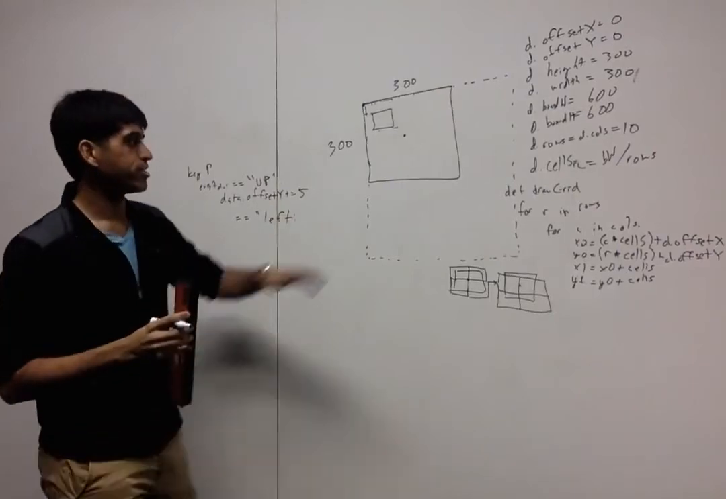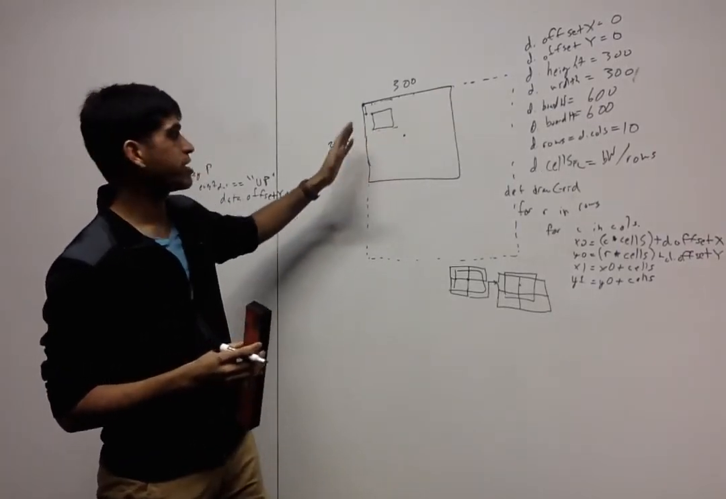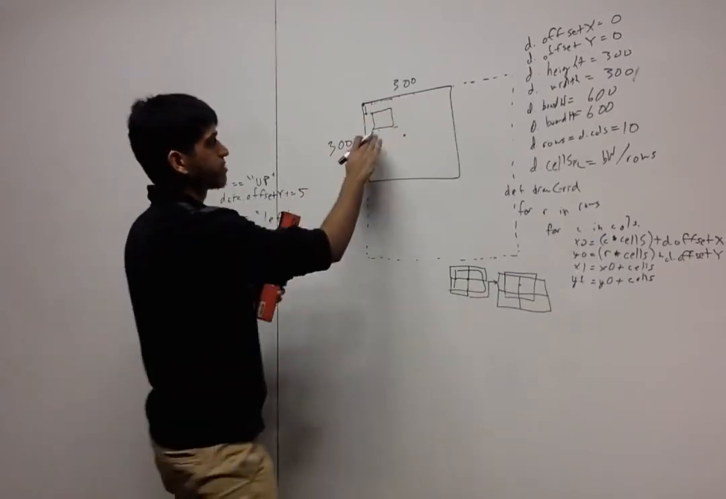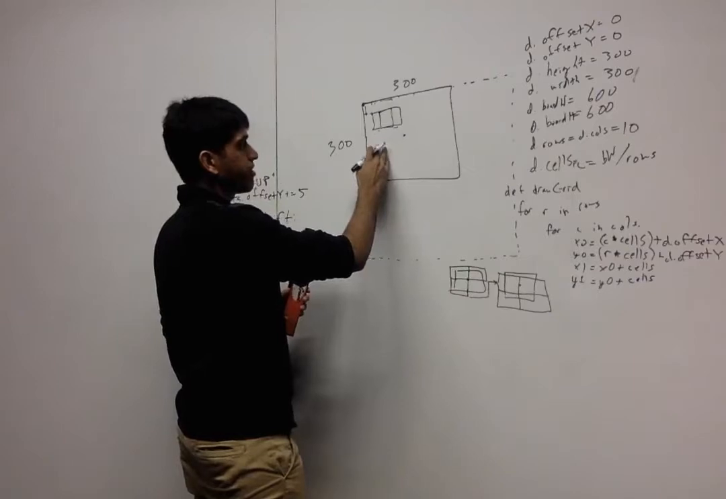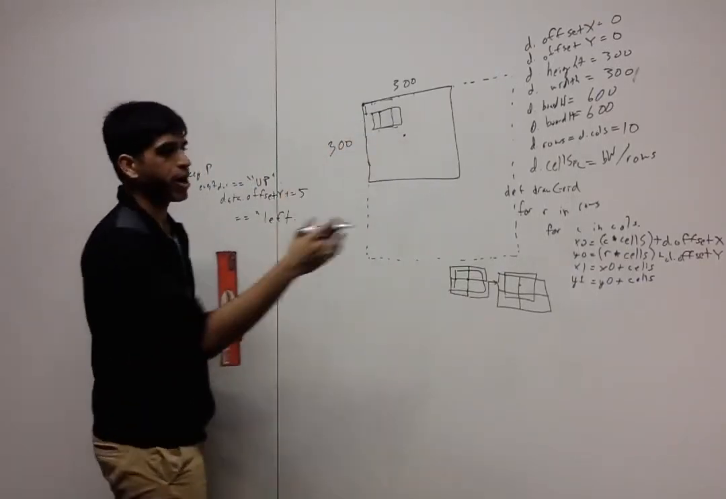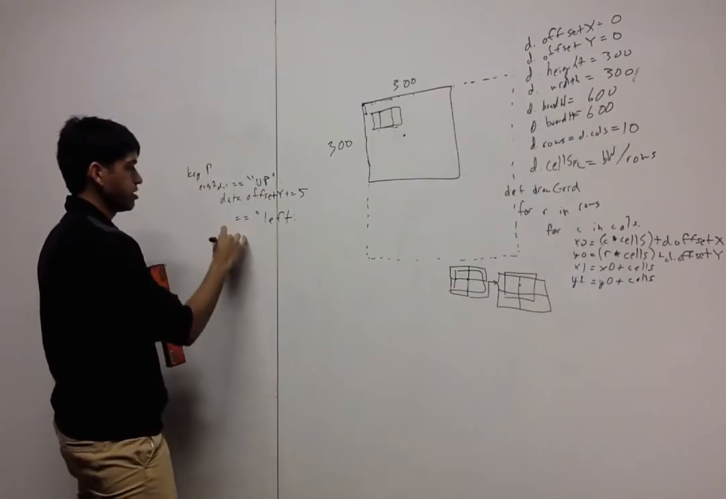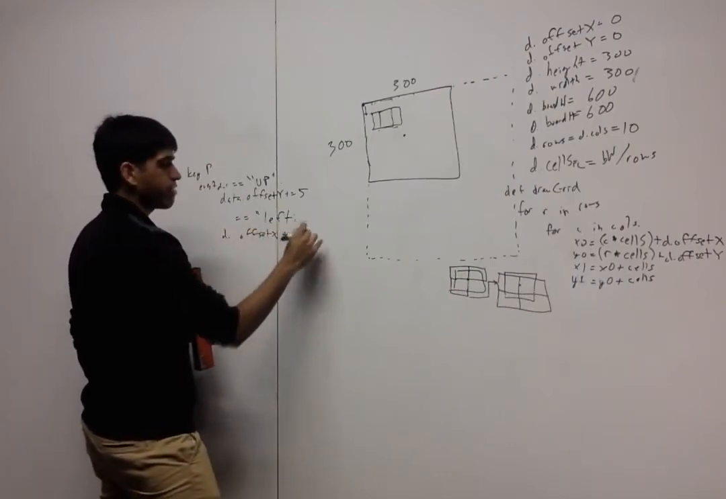So if the event is going to the left, that means the player is going to the left, so I need the box to move to the right. For instance, I need to go from here to here, so that it looks like I moved to the left. In order to move everything to the right, I need to add to my offset x. So data.offset x plus equals, let's say, 5.